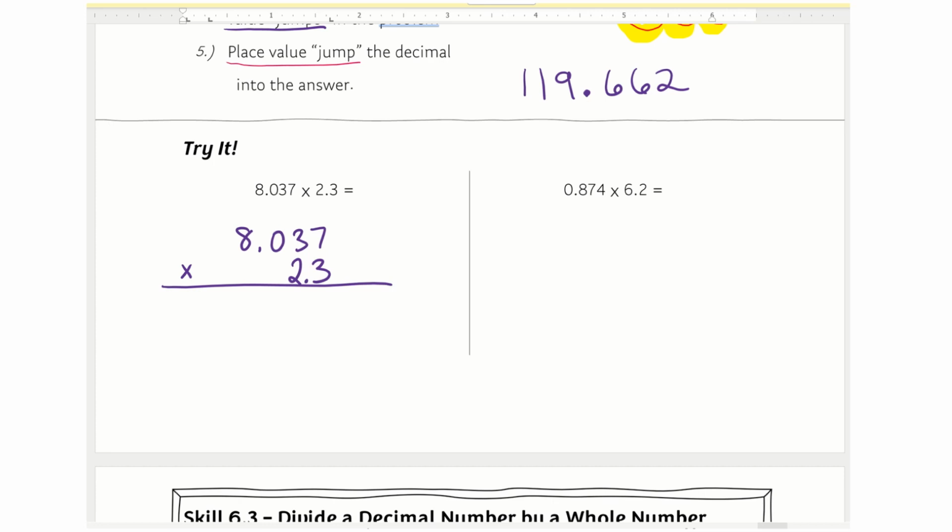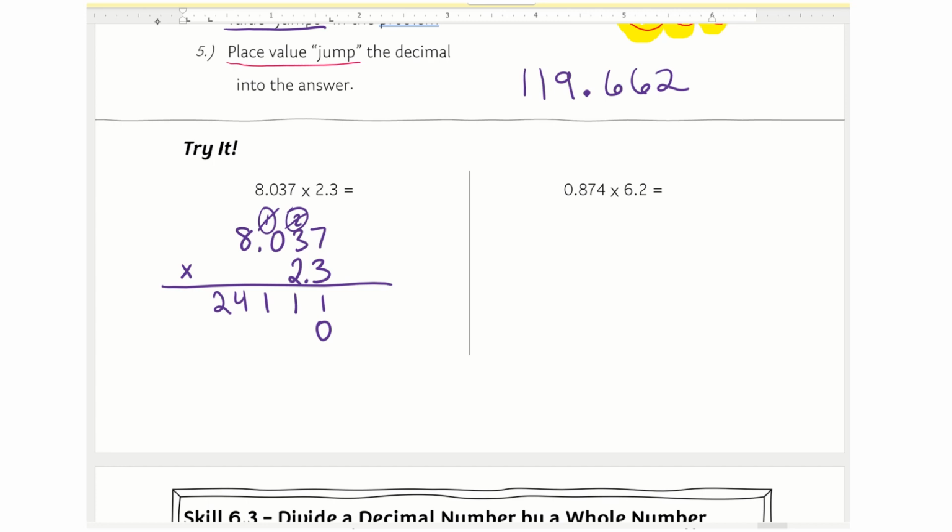3 times 7 is 21. 3 times 3 is 9, plus 2 more is 11. 3 times 0 is 0, plus 1 is 1. 3 times 8 is 24. All right, we're done multiplying by the 3.